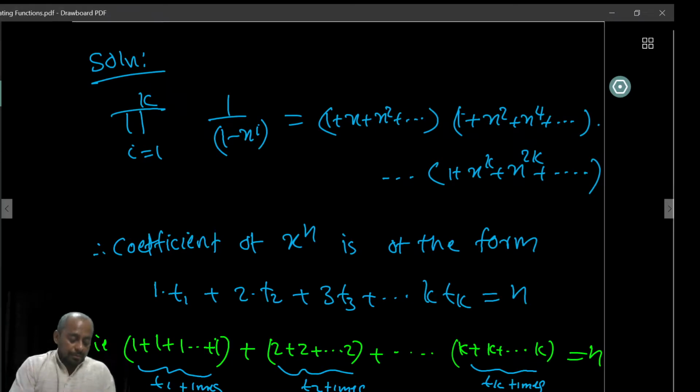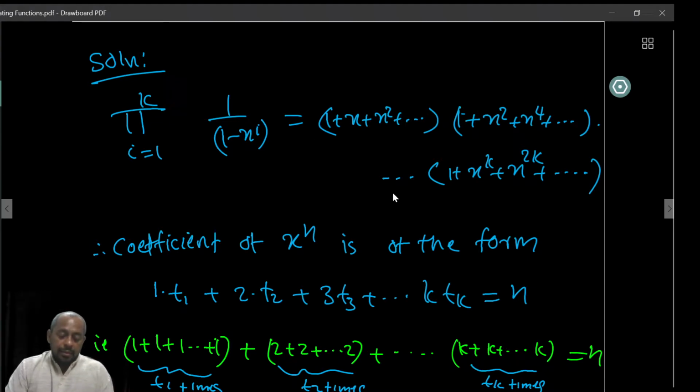So the product i equal to 1 to k, 1 by 1 minus x raised to i, is basically these geometric series, right? So when i is equal to 1, I get 1 plus x plus x square plus etc. When i is equal to 2, I get 1 plus x square plus x raised to 4 plus etc. And i is equal to k, I will get 1 plus x raised to k plus x raised to 2k plus etc. Right? So this product I will get.